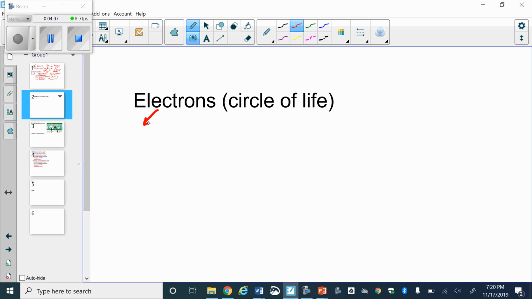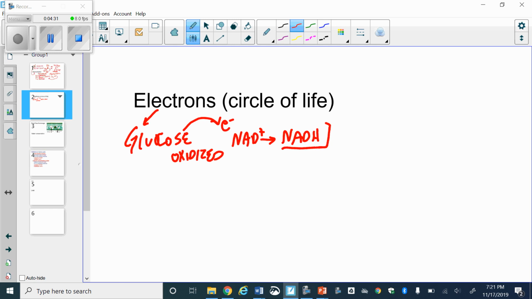The electrons, if you remember, started in glucose, right? And then we oxidized glucose, which means we lost electrons out of it. Electrons left that glucose and went into NAD+, which then turned into NADH. And where did that NADH end up going? I hope you can answer. The electron transport chain. And in that electron transport chain, we oxidized the NADH with those 4 proteins that are in the cristae, right?